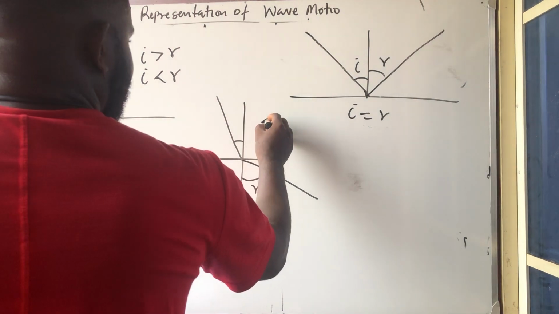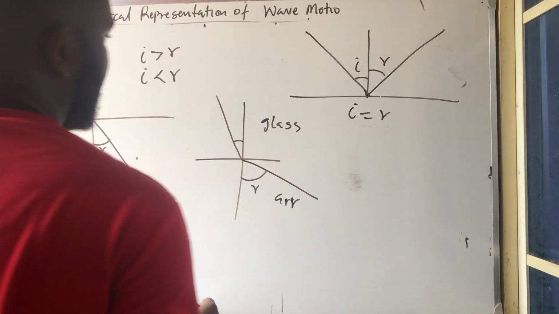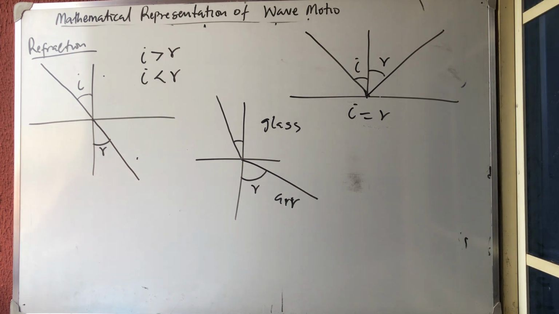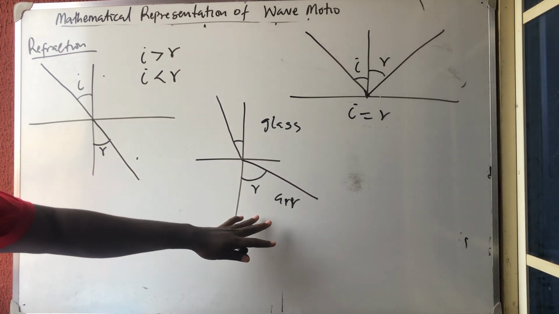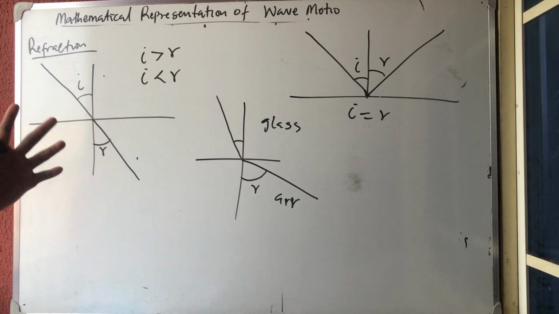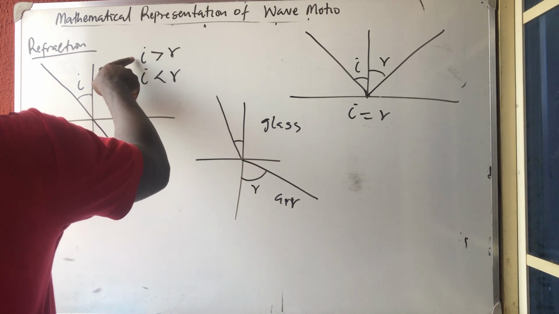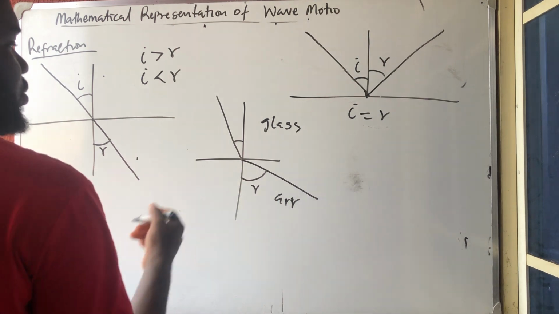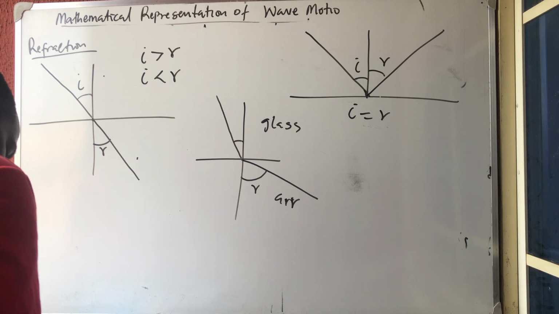We have that this is glass, for instance, and this is air. Glass is denser than air. If the incident ray has higher density than the refraction medium, then the angle will now be smaller. We have this when the density of the medium of incidence is higher than that of the second medium. So that is what I wanted to explain.